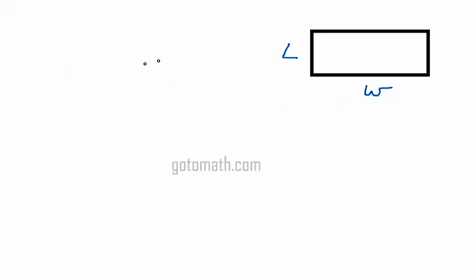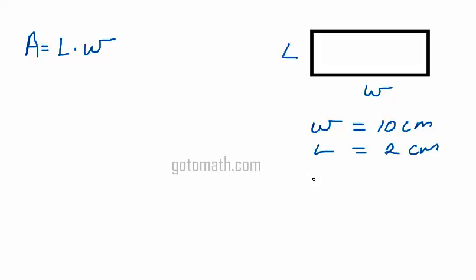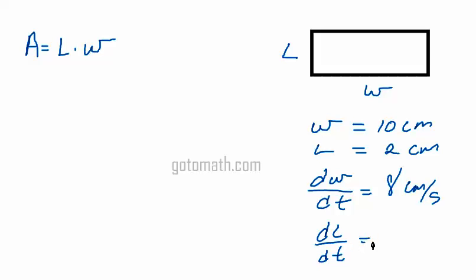Okay. We're asked to find dA over dt. So we need to know the formula for the area of a rectangle, and that's pretty easy, right? Area is equal to length times width. Now let's write down everything they gave us. W is 10 centimeters, L is 2 centimeters, dW over dt is equal to 8 centimeters per second, and dL over dt is equal to 6 centimeters per second.